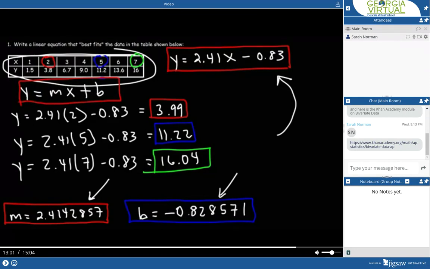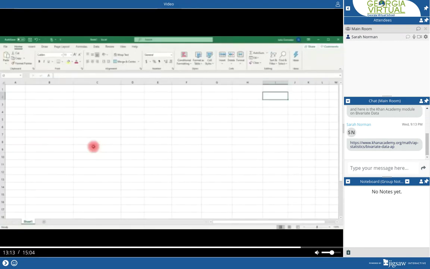And sometimes when you're performing a science experiment, or if you have a lab report and you need to write a linear equation that best describes the data, Excel is a quick and simple way to do it. It'll save you a lot of time. So here we have Excel, and what we're going to do is plug in our x and our y values into columns B and C.